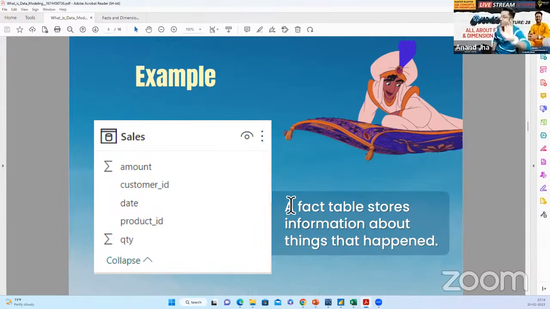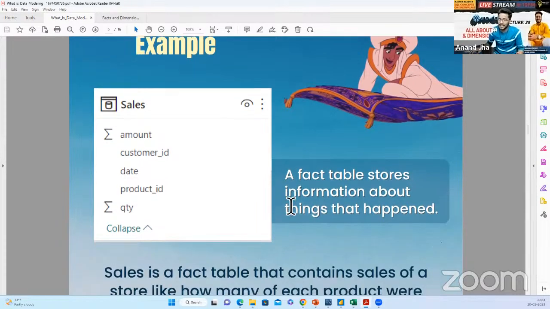Just by looking at the table, you can tell whether it's a fact table or a dimension table. Your sales data, sales will happen. Sales is not static. Every day some people will do a transaction: amount, customer ID, which customer has done what transaction on what date, which product and how much quantity they have purchased. So these are all fact tables, which store information about things that happen.